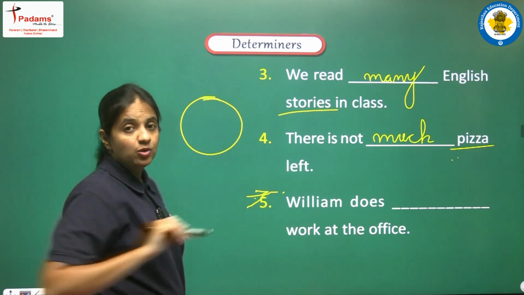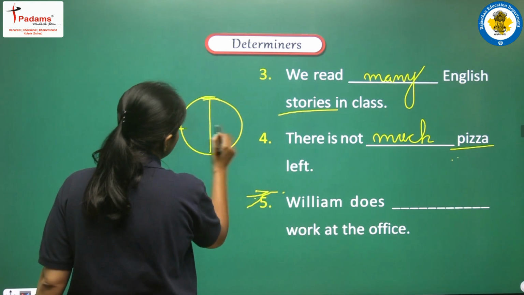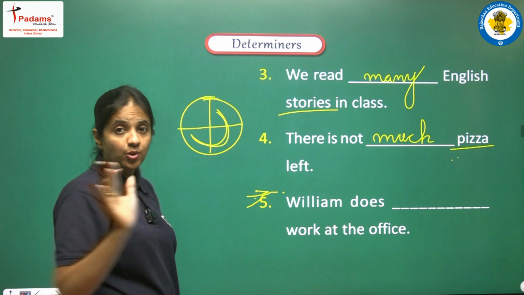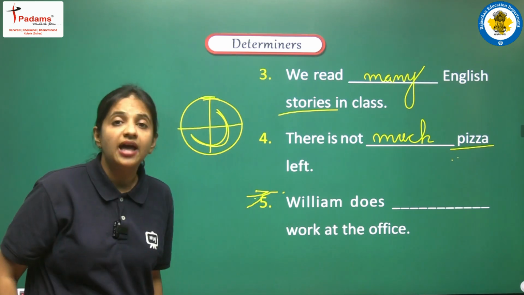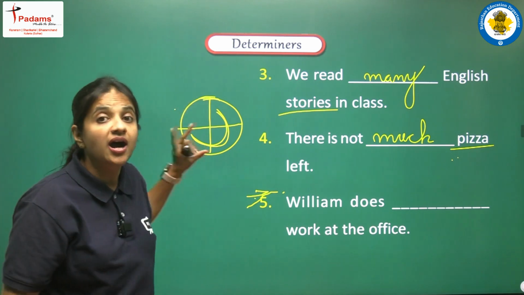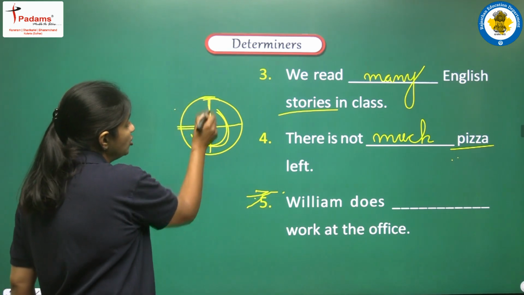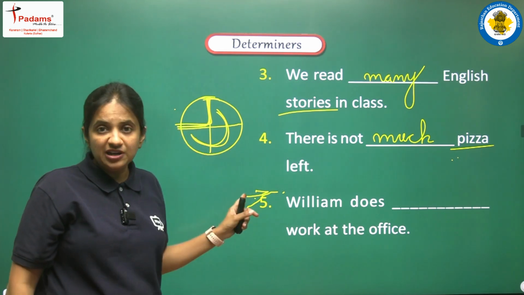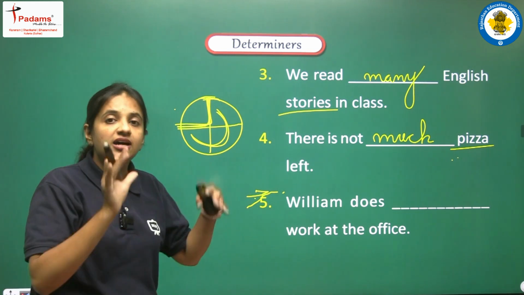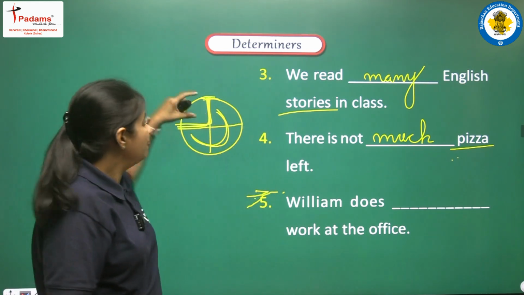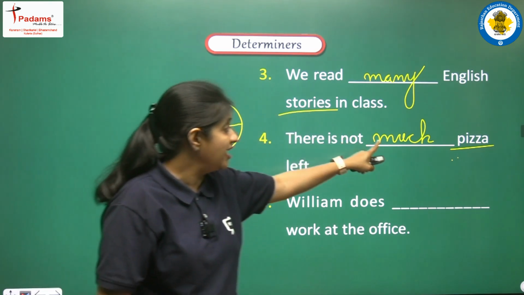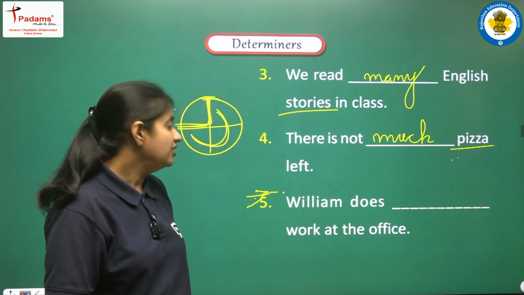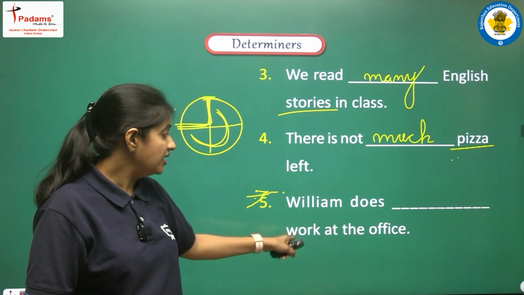So suppose I was having one pizza. Okay, and some part of this pizza I have eaten. Suppose these 3 slices I have eaten. Now only 1 slice is left. So now I am talking about this part. Okay, I am talking about this part only, and for that I am saying that there is not much pizza left. Okay, so I am talking about only one pizza and especially a particular part of that pizza. So where I am trying to show this part, for that I have to use much, I cannot use many. Okay.